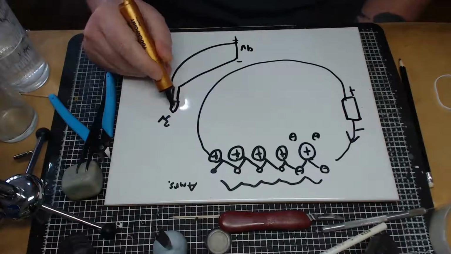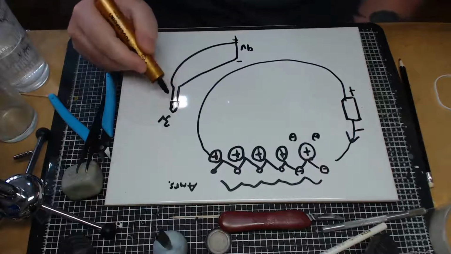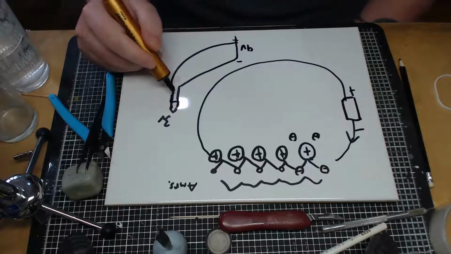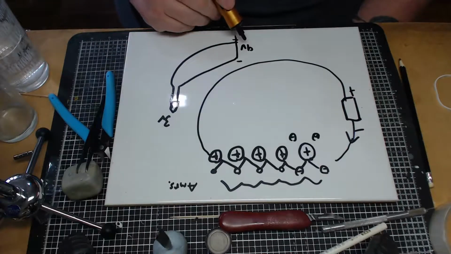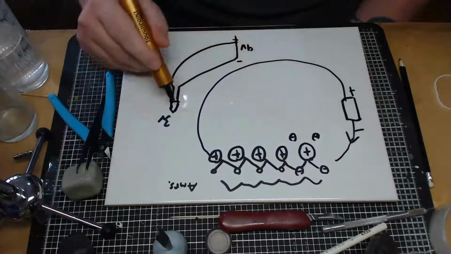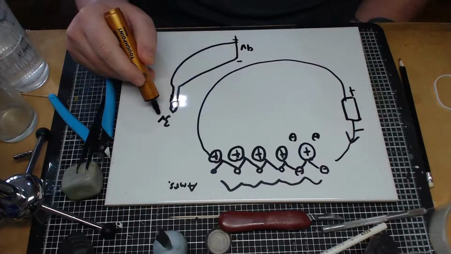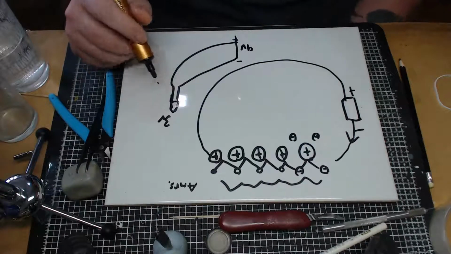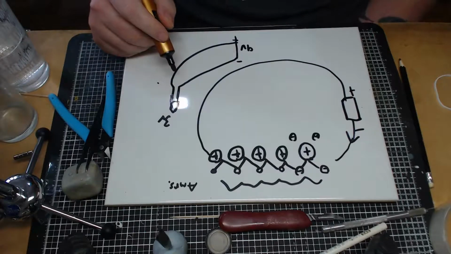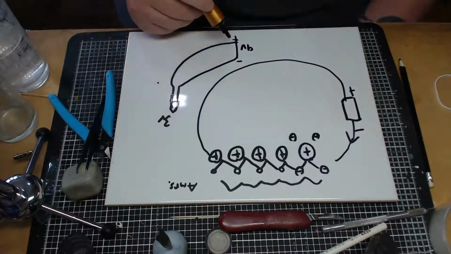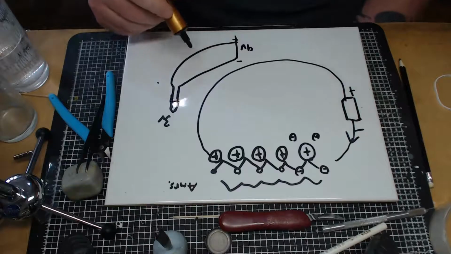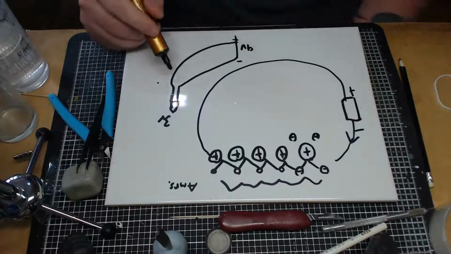This will fizzle, catch fire, blow up, whatever. It will be destroyed because there's too much current for that. There's too many volts for that LED, or too many amps. So what you can do is you can add a resistor.